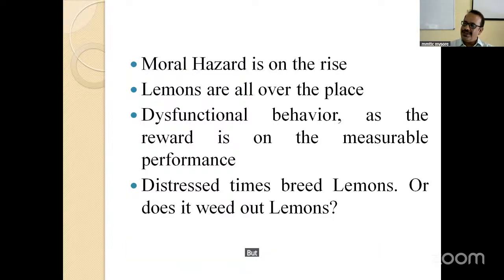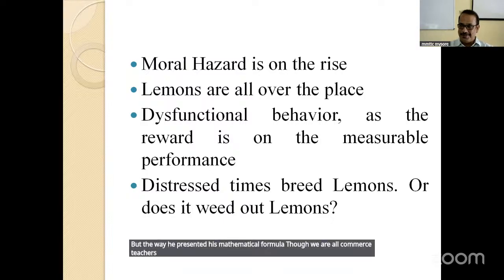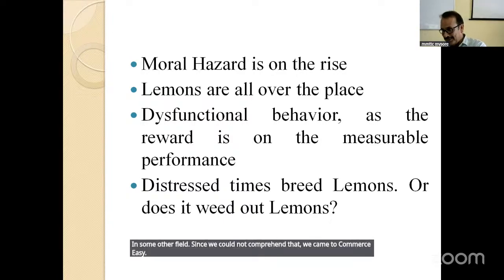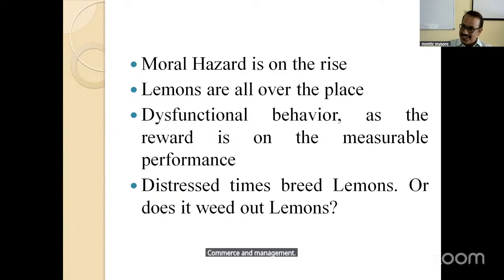But the way he presented his mathematical formula, though we are all commerce teachers, we ran away from mathematics. If we were able to understand mathematics, we would have been in some other field. Since we could not comprehend that, we came to commerce and management, easier than mathematics and science. He made us sit through the class without blinking our eyes.